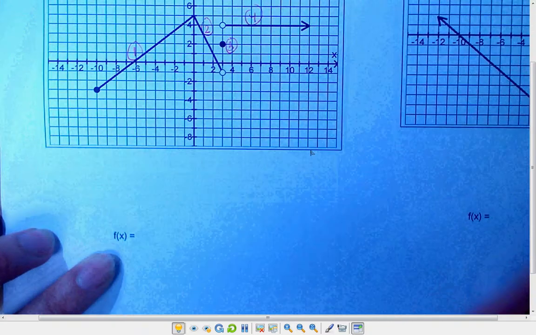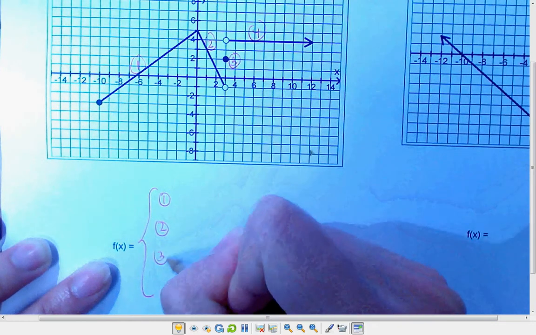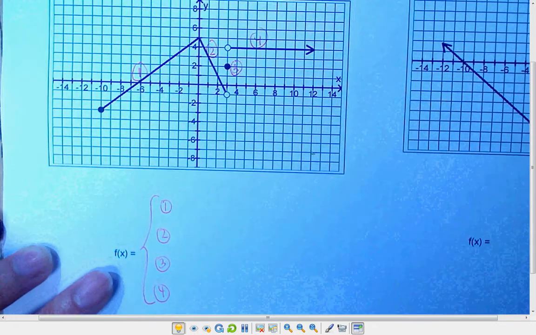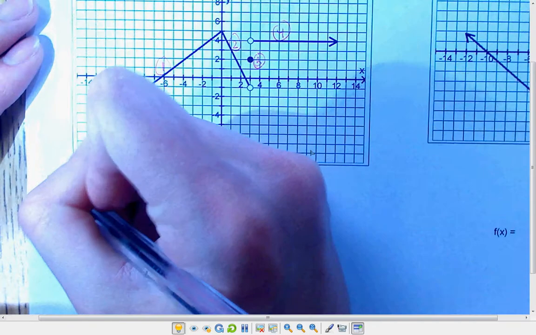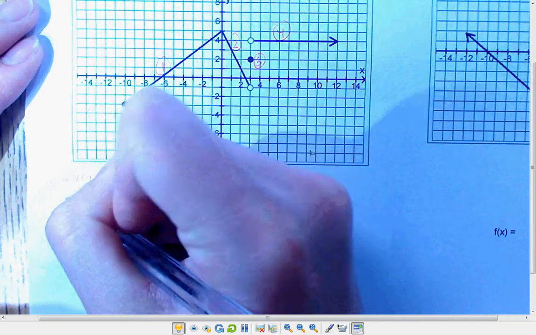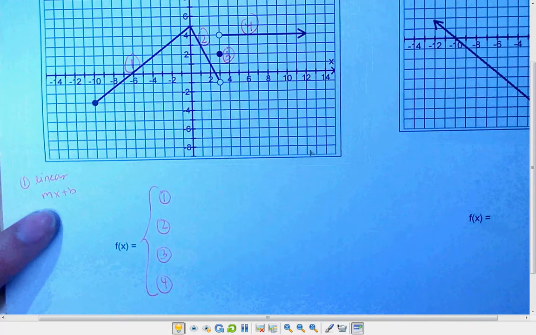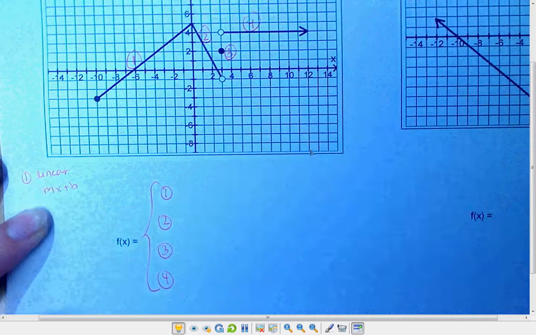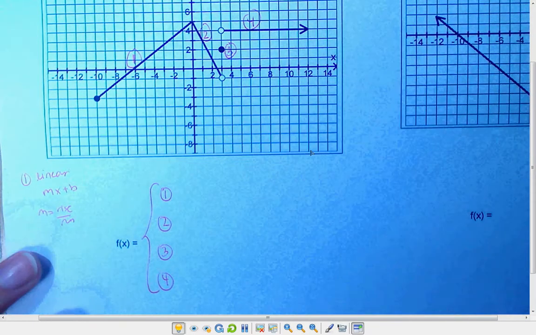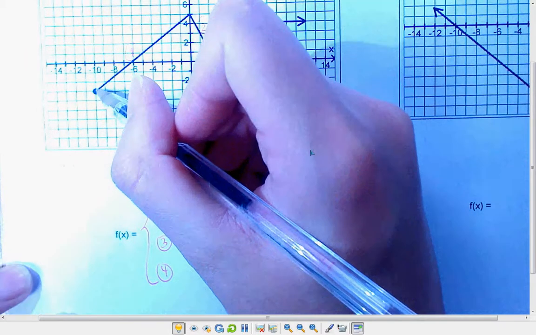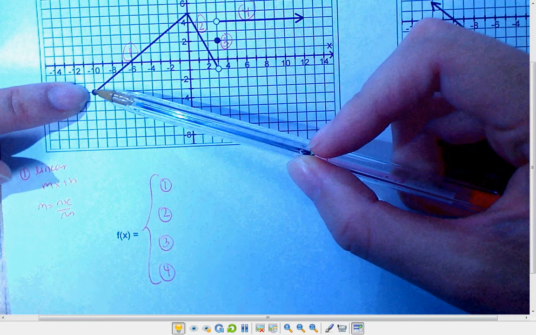So in my f of x, I'm going to draw a bracket, and I'm going to have four different pieces for this function. Let's start off with the first one. We know the first one is going to be a line, so it's going to be in the form mx plus b. To find our slope, we need to find our rise over run. So m is rise over run. What we have to do is pick one point. Let's say we're starting at this point right here, and then find rise over run toward the next point that's exactly on a line.